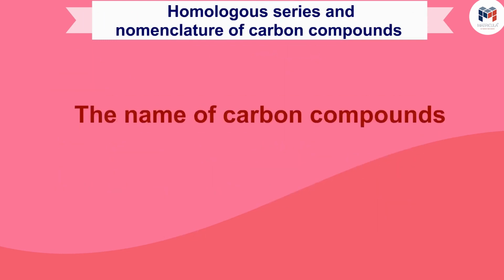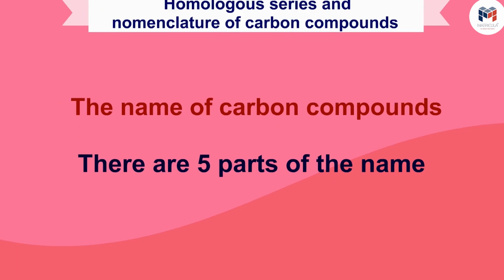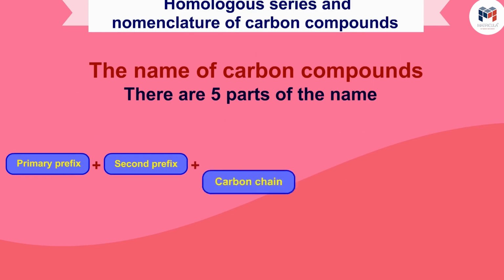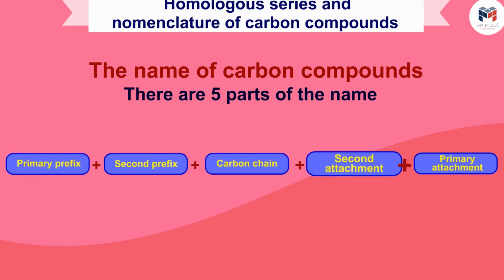Similarly, the name of carbon compounds is also divided into 5 parts. Let us know what those 5 parts are. The first part is the primary prefix. Then comes the secondary prefix. Then comes the carbon chain. Then comes the secondary attachment which joins behind the name. And then comes the primary attachment. In this way, the name of our carbon compound is divided into 5 parts.